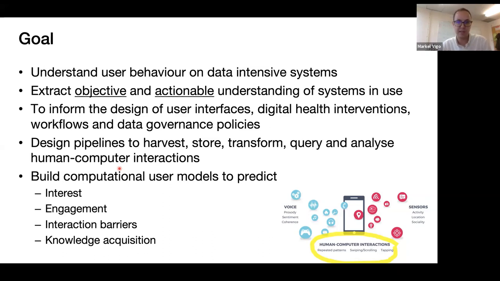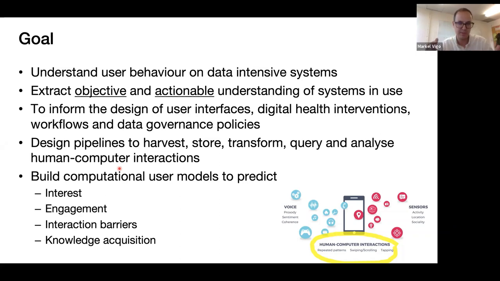Sometimes you have a digital health intervention, an app to, let's say, manage diabetes. And probably the science behind managing diabetes is correct, but the wrapper, the container, the user interface around that intervention, it's rubbish. And the intervention doesn't work because the wrapper is not good enough. So I want to capture this kind of problem in real time so that I can do something later on. And I can also inform the design of workflows and data governance policies as well. But for this to happen, I also design pipelines that collect, store, transform, query, and analyze human-computer interactions.